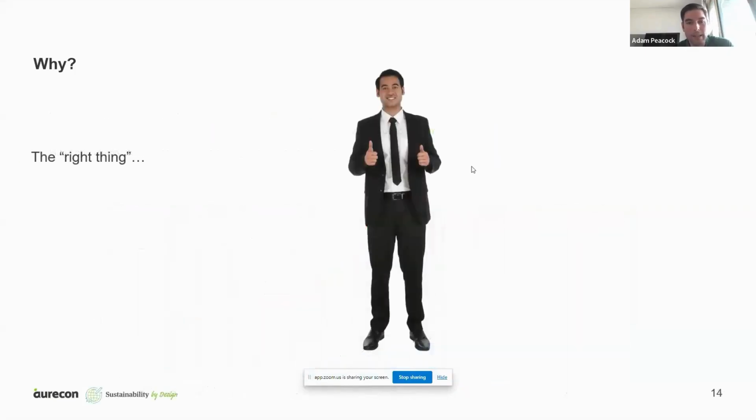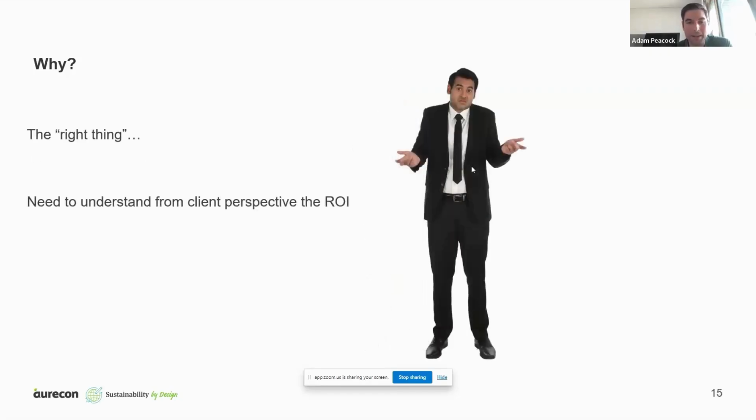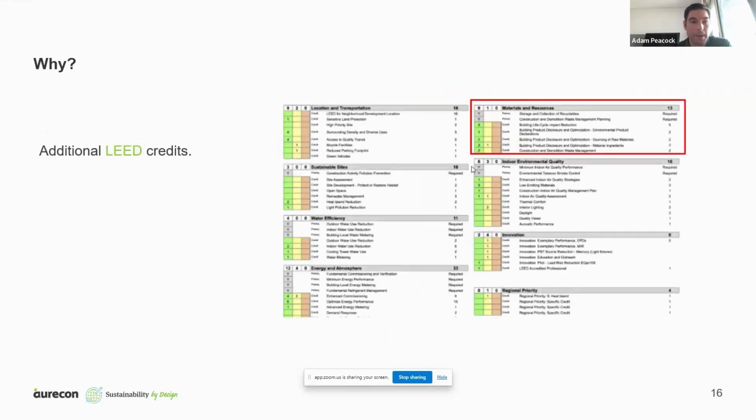When it comes to trying to persuade clients to make sustainable choices for buildings, it can be quite difficult at times. So the approach obviously needs to be sound, and doing the right thing won't necessarily be enough. Most clients, when you present a sustainable solution, will say, where's the return on investment? They're a business, they want to see some return on investment.